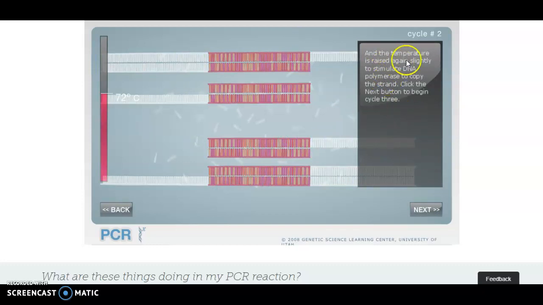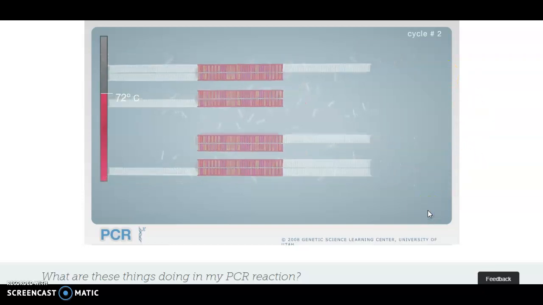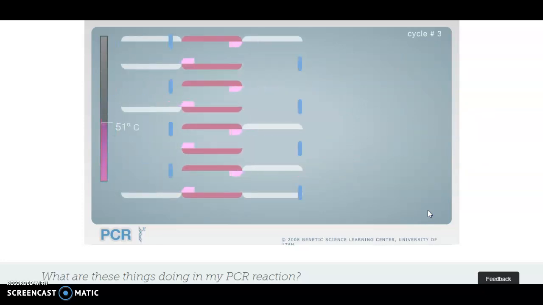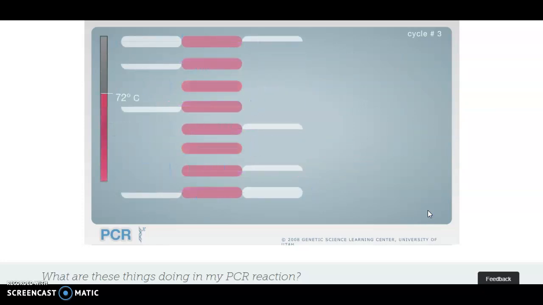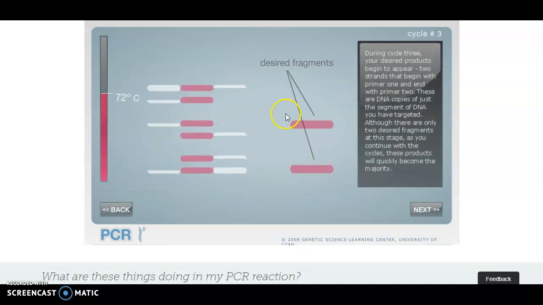So as you can see, temperature is raised again by a little bit to stimulate DNA polymerase to copy the strand. Let's see what happens in cycle 3. Probably a little more of the same if I had to guess. And now we have our desired fragments. During cycle 3, your desired products begin to appear.